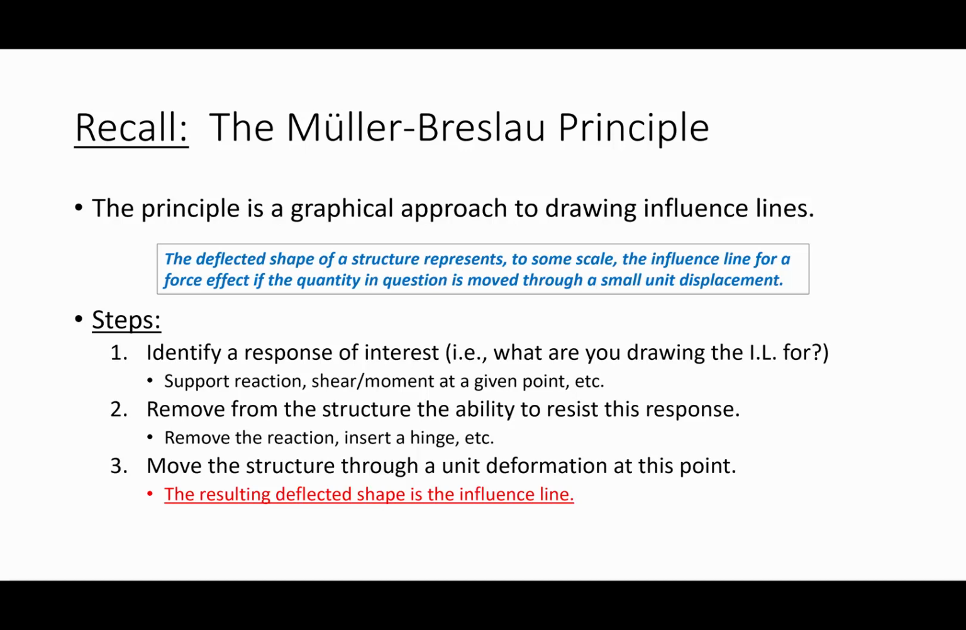So let's just recall the Mueller-Breslau principle, because we're going to be using that. The idea that the deflected shape represents, to some scale, the influence line. You remove from the structure the ability to resist the response that you're looking at, and then you move the structure through a unit deformation, and that resulting shape is the influence line. That'll come into play at the very end when I show you some influence lines for indeterminate structures. But the idea is that the deflected shape represents the influence line.